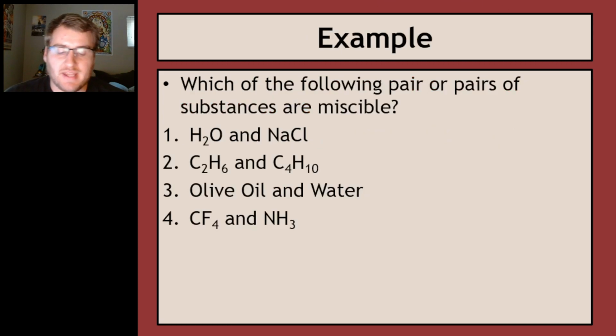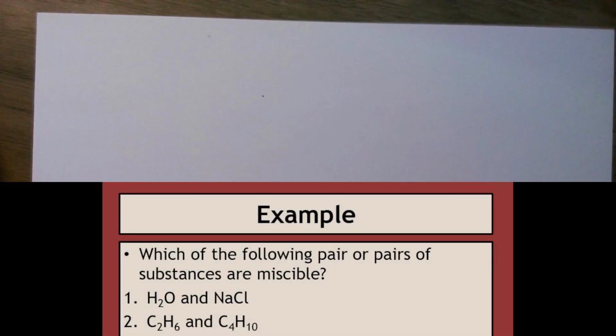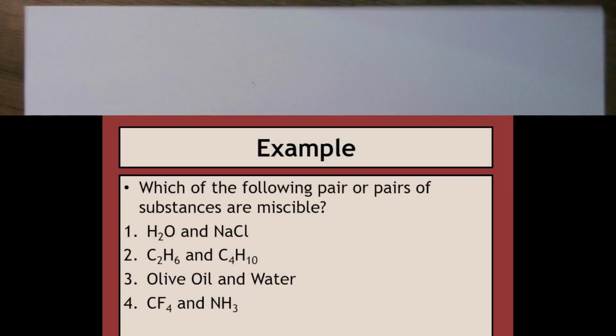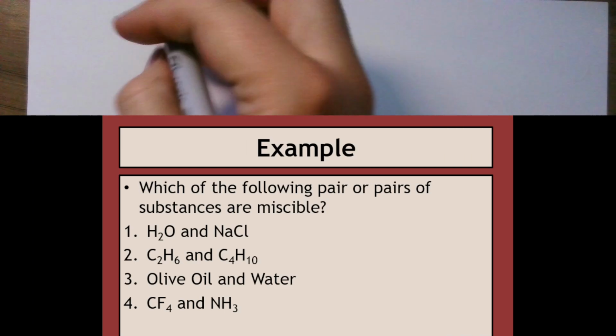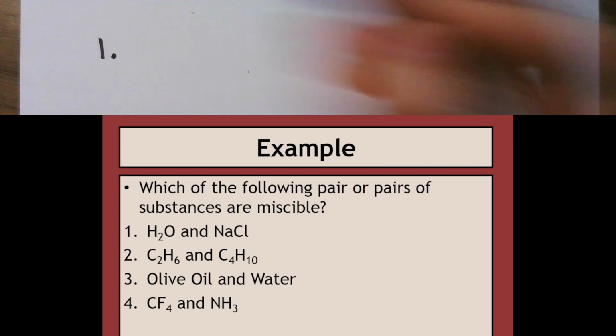And then we have a couple examples here. We want to figure out which of the following pairs of substances are miscible. So which of these things do we expect to mix together? And it's a little bit tricky. And I think I made it a little bit misleading here. So some of these things are miscible and some of them are not. And it kind of comes down to a vocabulary thing.